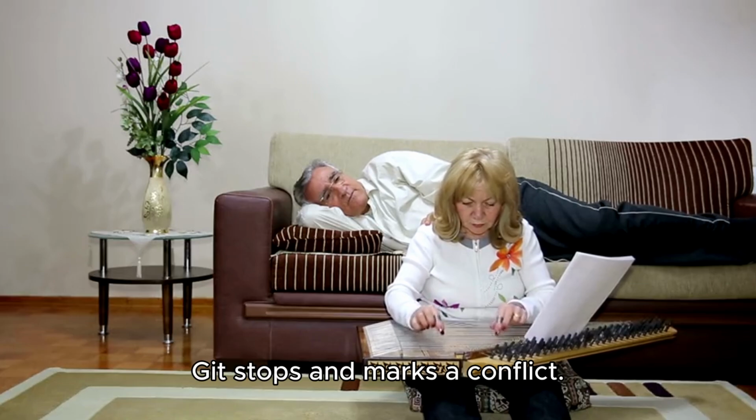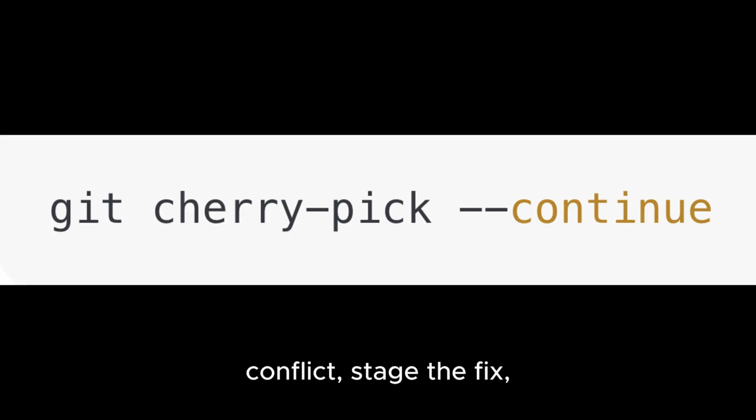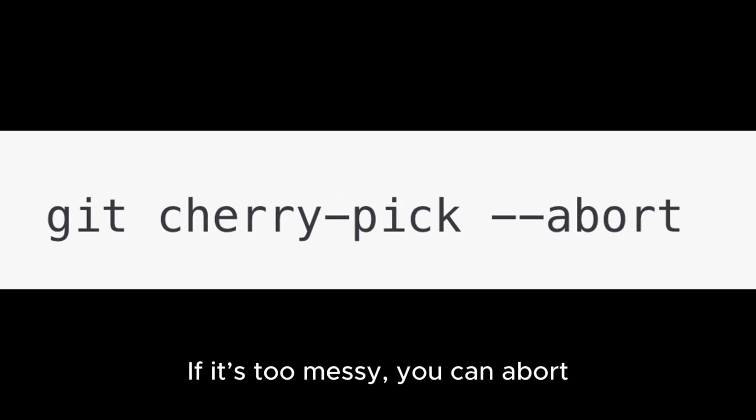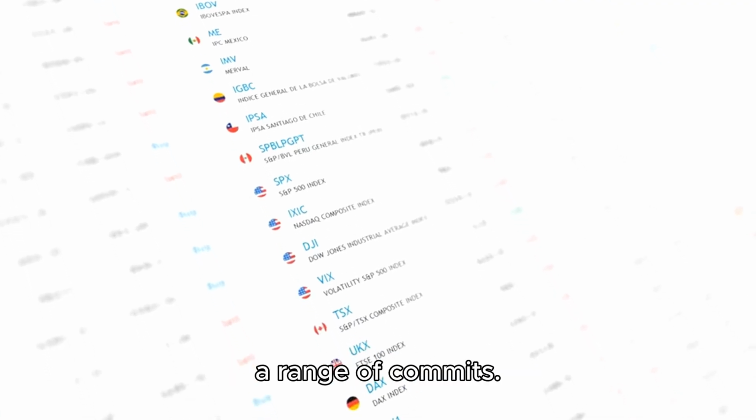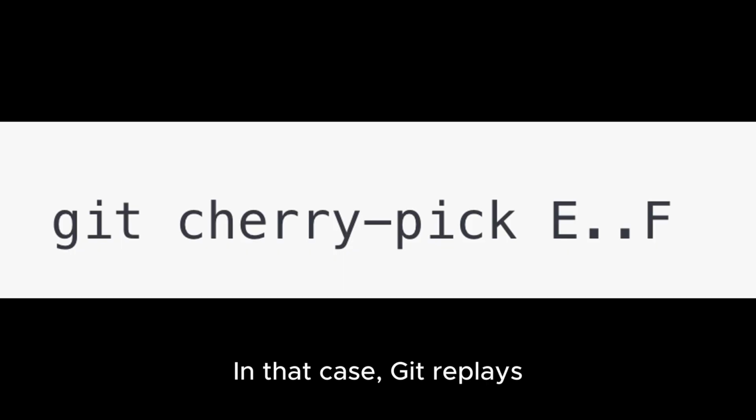If the patch does not apply cleanly because the same lines were changed in another commit, Git stops and marks a conflict. You then resolve the conflict, stage the fix, and continue the cherry pick. If it's too messy, you can abort and cancel the operation. You can also cherry pick a range of commits. In that case, Git replays them one by one as new commits on top of your branch.